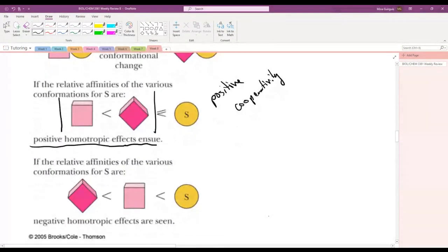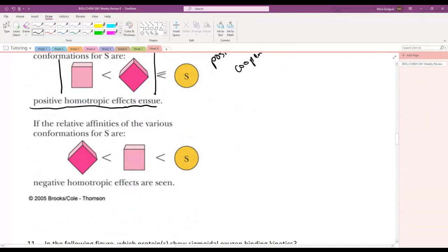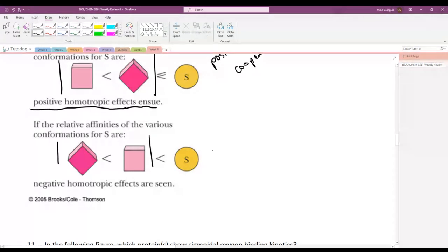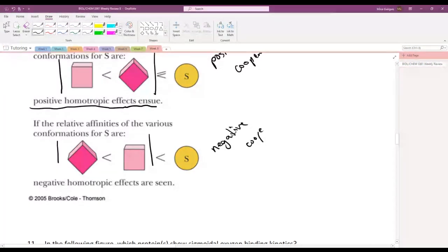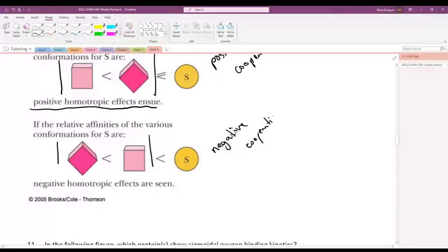On the other hand, same exact thing with this one, except we're still going to look at this one, and the difference is that the diamond and square switched places. So if the original form is better at binding to our substrate than the new changed one, then it's negative cooperativity.